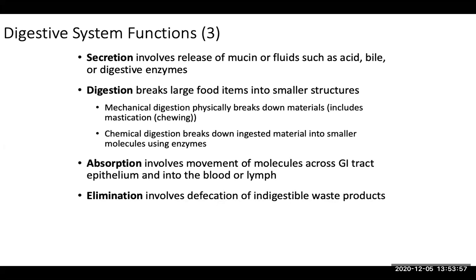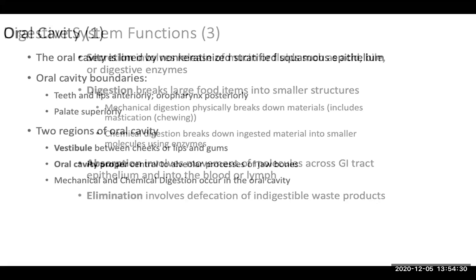Digestion itself specifically means breaking down larger food items into their smaller molecular structures. Mechanical digestion physically breaks down materials. This includes mastication, which is chewing, and chemical digestion breaks down ingested material into smaller molecules using enzymes. Absorption involves the movement of molecules across the GI tract epithelium and into the blood or lymph tissue. And elimination involves defecation of indigestible waste products as feces through the anal canal and anus.